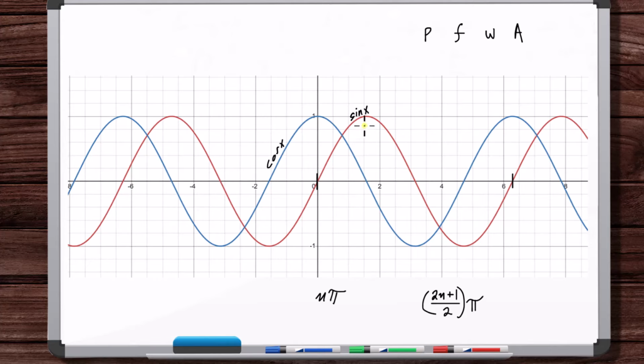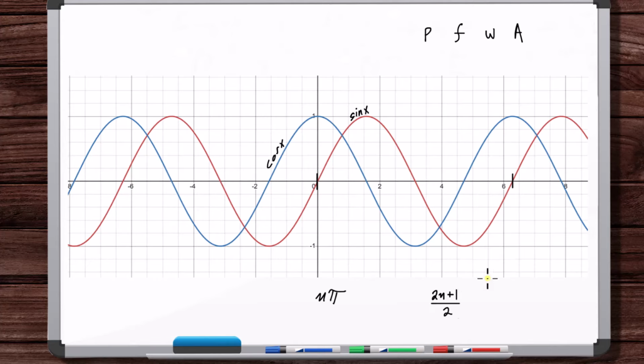N is equal to 0, you're at pi over 2. N is equal to 1, you're at 3 pi over 2. And same idea in the negative direction. Then n is equal to 2, you're at 5 pi over 2. So yeah, these are the peaks and the troughs for the sine graph.